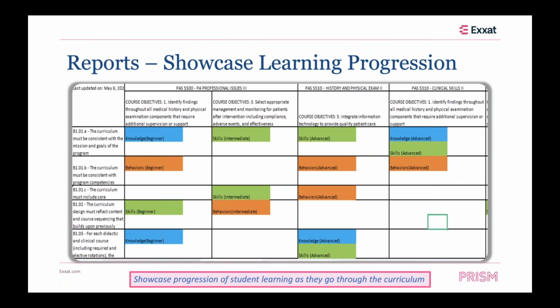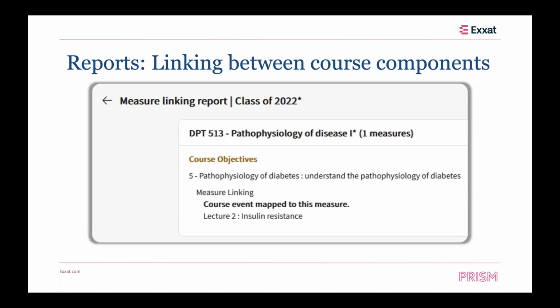And that's what you are able to showcase to your accreditation council if you choose to. We also have a measure linking report, where you can show the link between your lectures and your course objectives, which then in turn map to your standard. So that's the linking report.